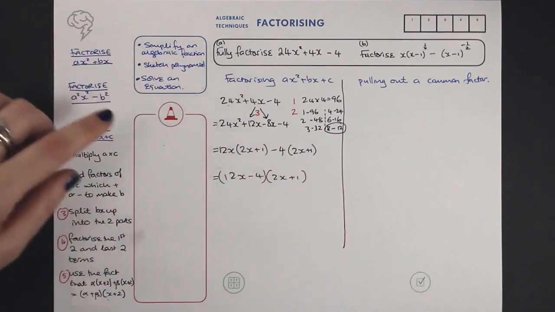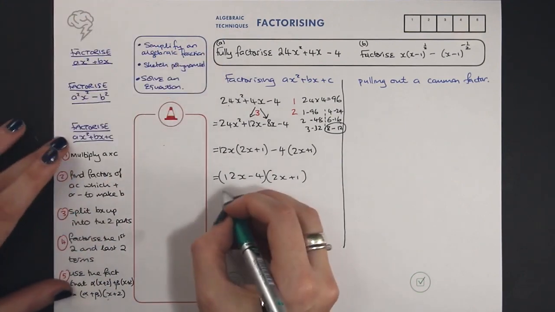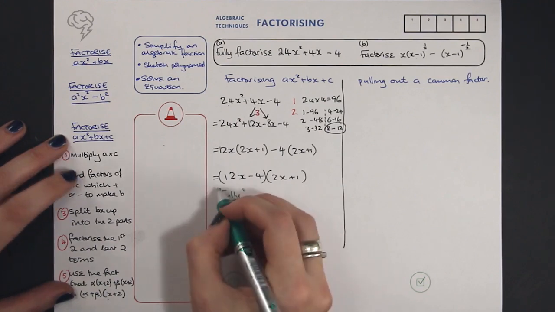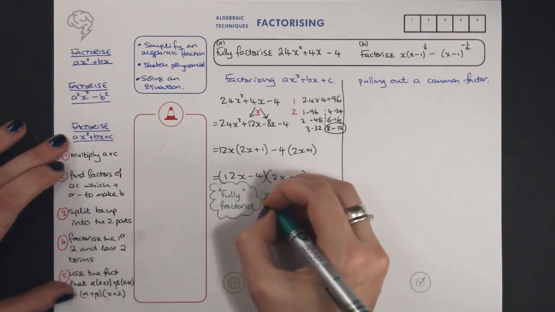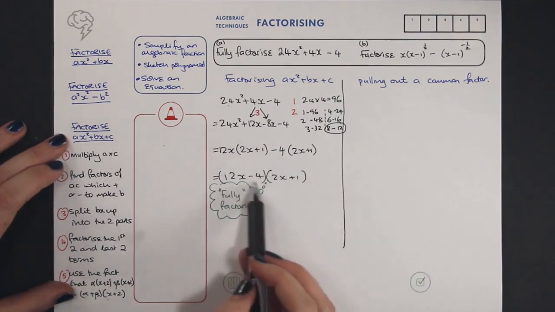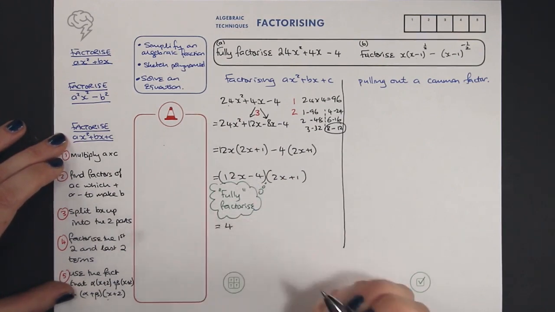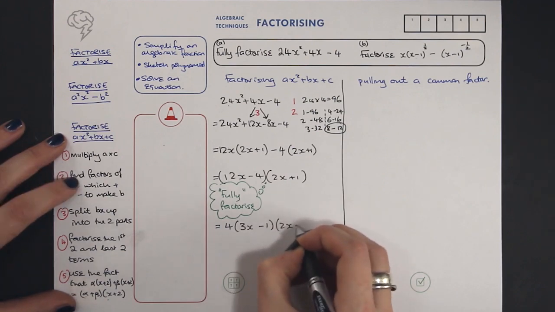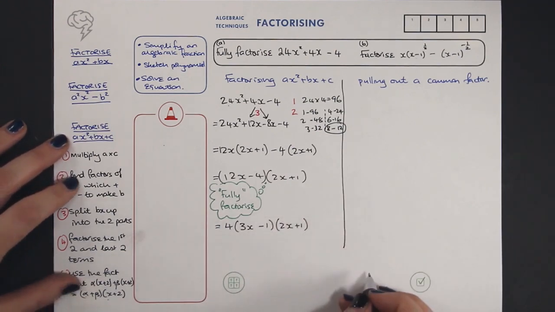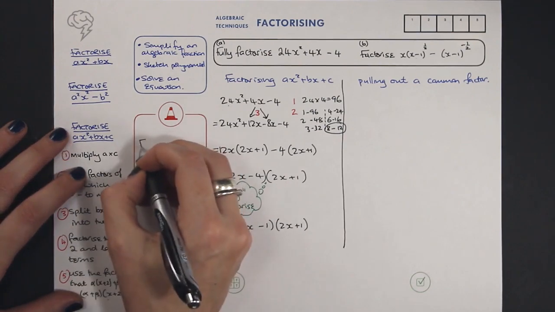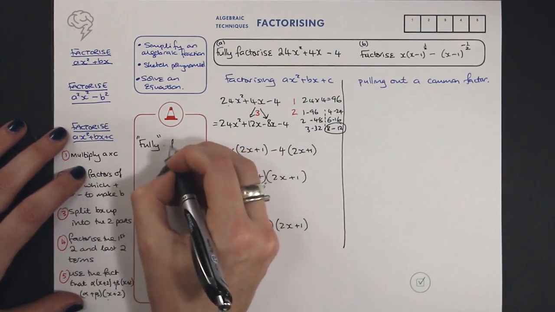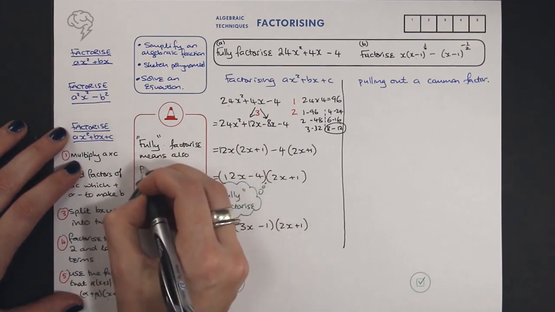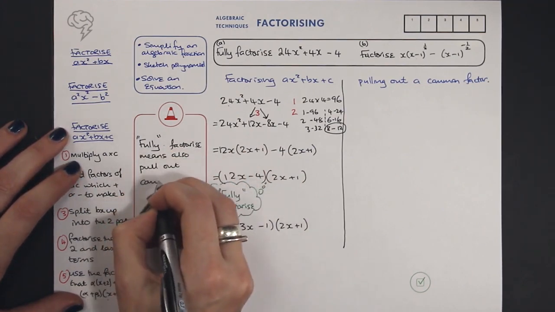Now, the question does actually say fully factorise. And what that means is that we have to notice that in the question and think about it, because we've got a common factor here of 4. And if you don't pull out that 4, then you're not going to be fully factorising, which means that you're not doing what was required in the question. Okay, let's put that in this box because that's something that students often forget. Fully factorise means also pull out common factors, numbers, basically.